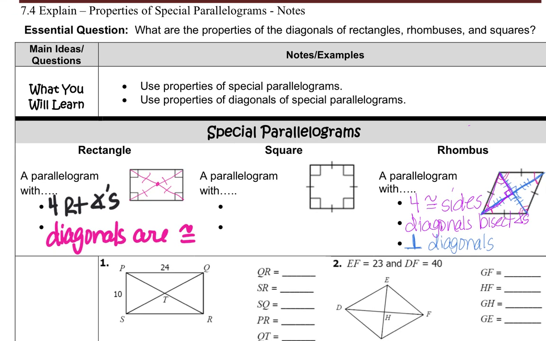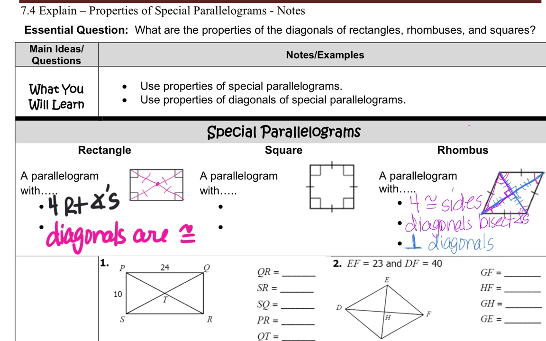The square is the combination of the rectangle and the rhombus. So not only is a square opposite sides congruent, opposite sides parallel, opposite angles congruent, consecutive angles supplementary, the diagonals bisect each other, but it has 4 right angles. It has 4 congruent sides. The diagonals are congruent, they're perpendicular, and they bisect angles. So it has all 10.